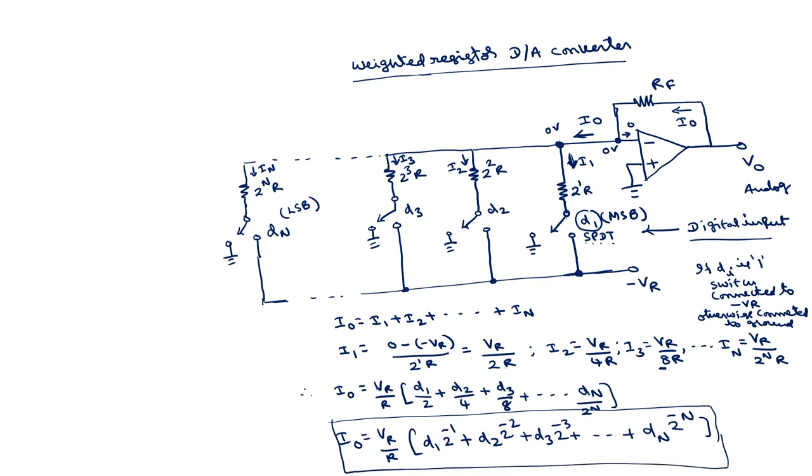See the current expression. So what about the output voltage? We can see that here this voltage is 0, so V naught minus 0, because the direction is here. So V naught minus 0 divided by RF is I naught, implies V naught is equal to I naught into RF. So here, if I want V naught, I have to multiply with RF.